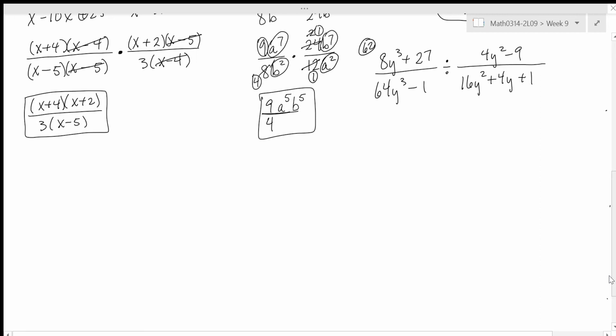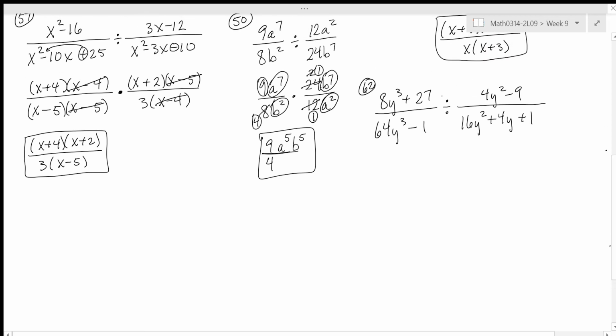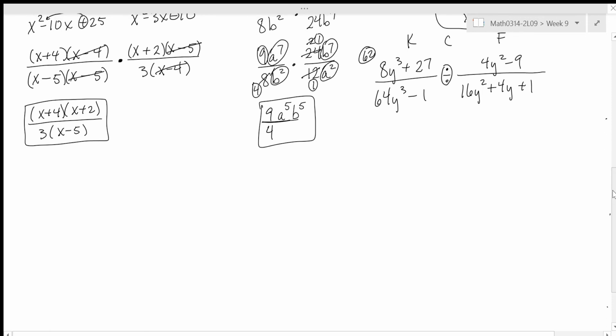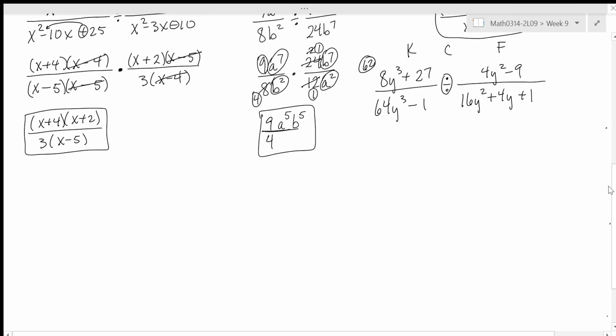Okay, so first things first, I see division. What does that need to remind me of? Yeah, KCF. As soon as you see the division sign, we got to remember we got a KCF. Keep, change, flip for the people just coming in or the visitors, okay? And we're going to factor on the fly. As we're doing the KCF, we're going to factor on the fly.